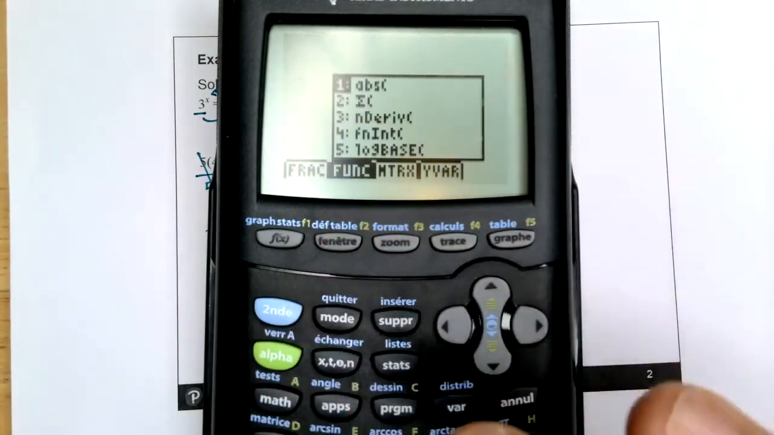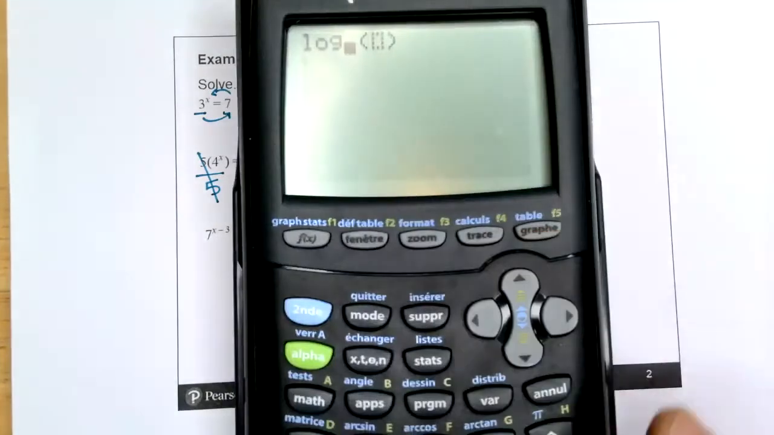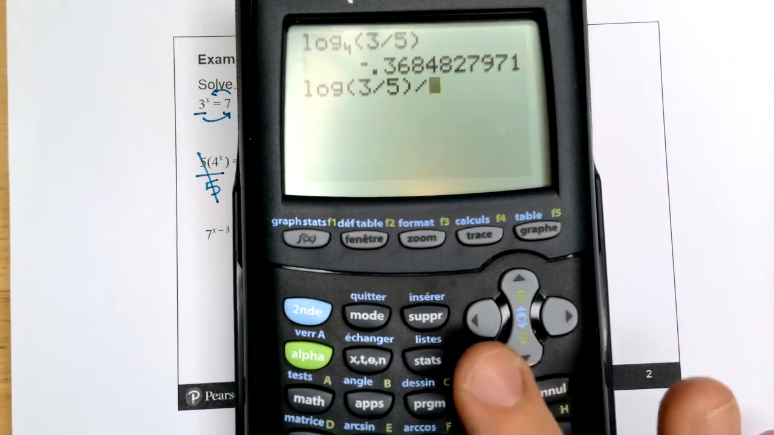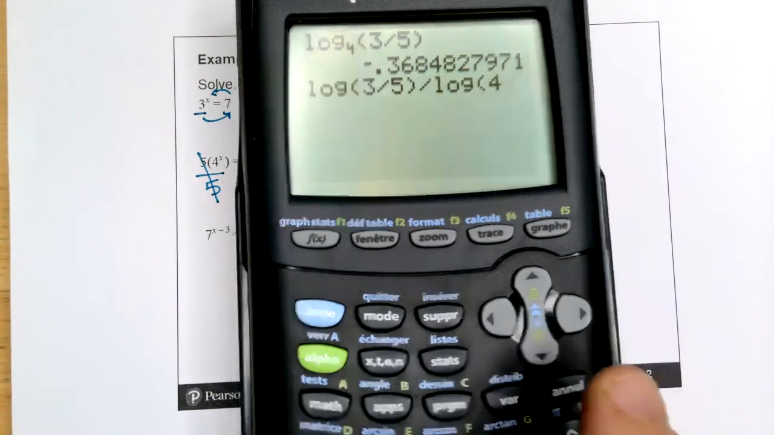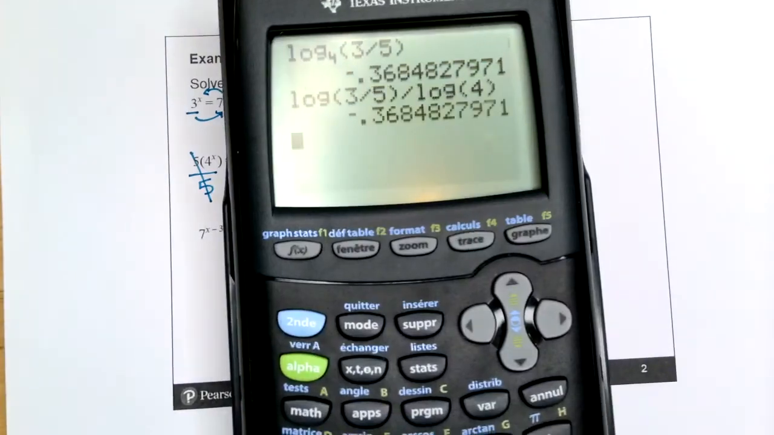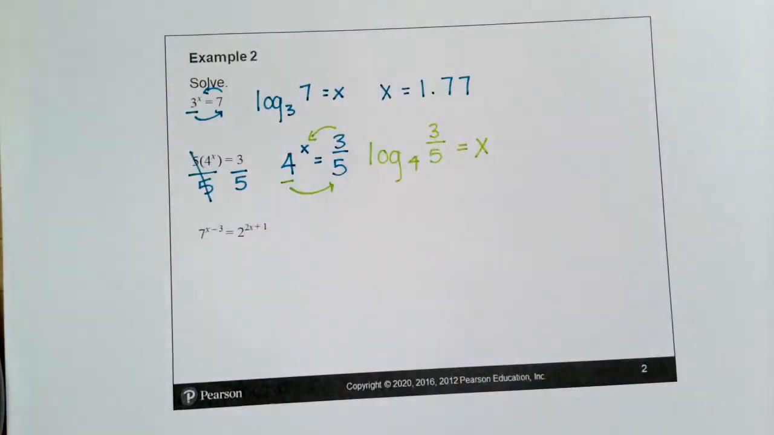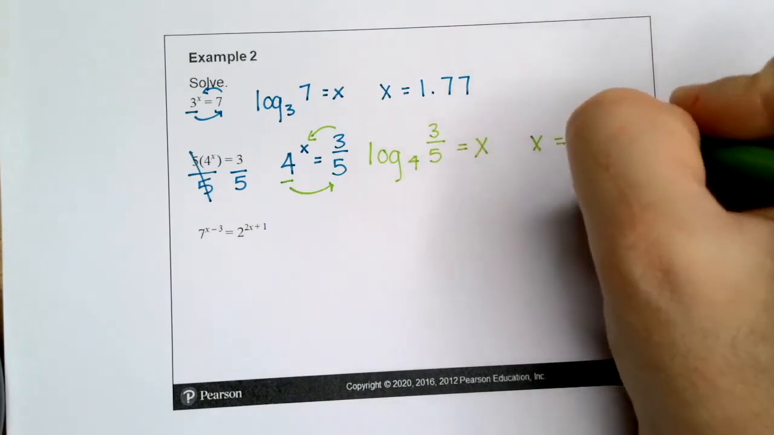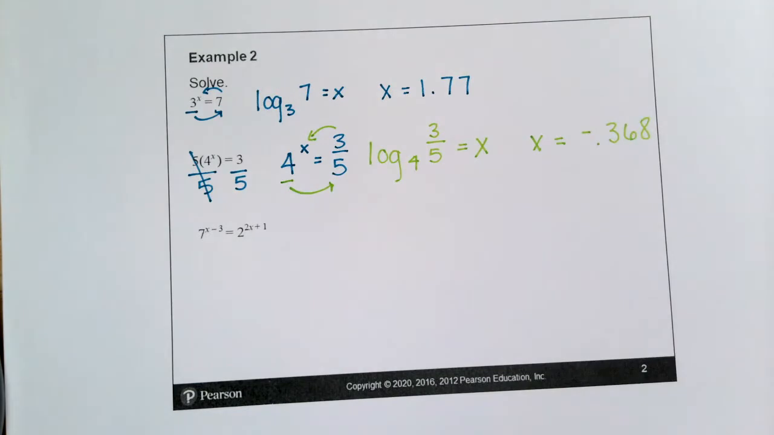Log base 4 of 3/5, or log of 3/5 divided by log 4. Our answer is x equals -0.368. Good. Okay.